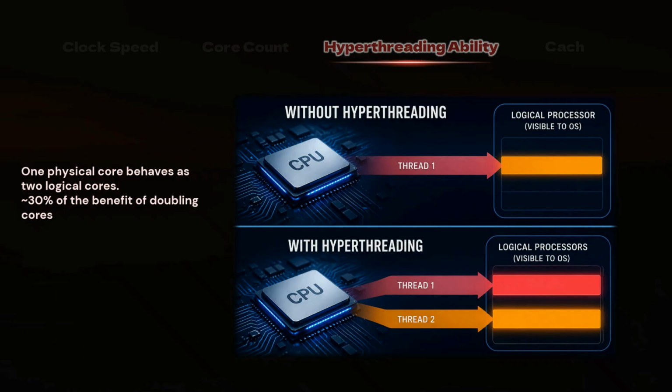Hyperthreading is beneficial in the same situations where multiple cores are useful, but is less efficient. The performance improvement of hyperthreading is typically only about 30% of doubling the core count. However, it is typically less expensive and consumes less power.